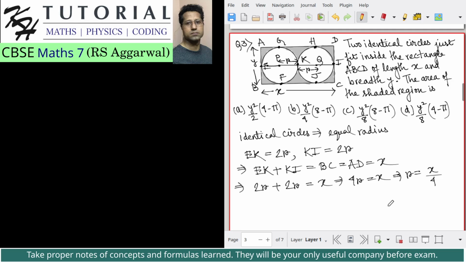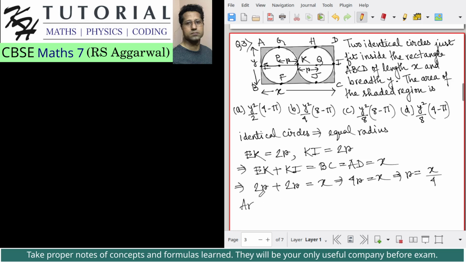Okay. R is equal to x by 4. So we have to find the area of the shaded region. The area of the shaded region is nothing but the area of the rectangle minus the area of the two circles. Okay, so what is the area of the circle?